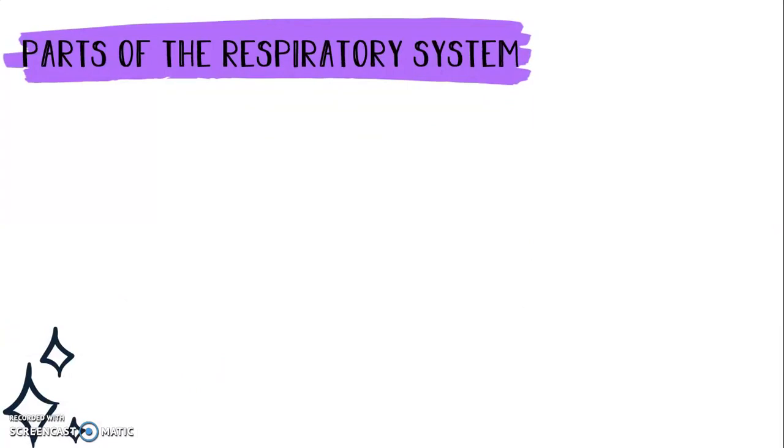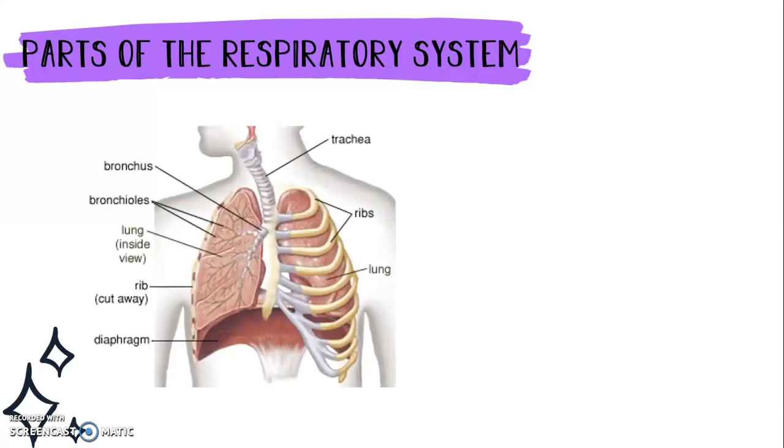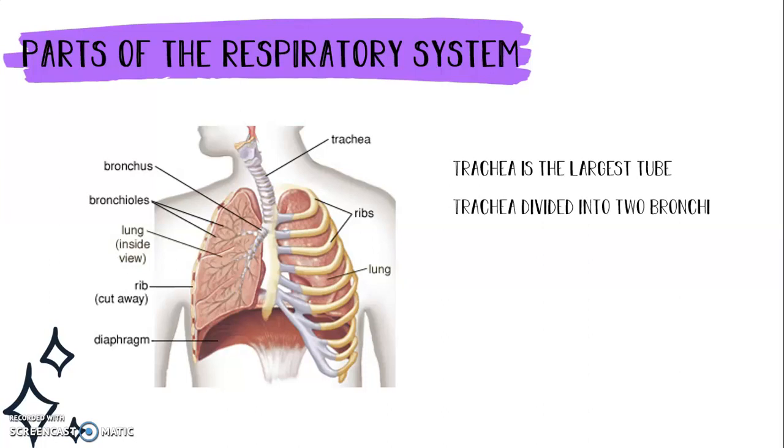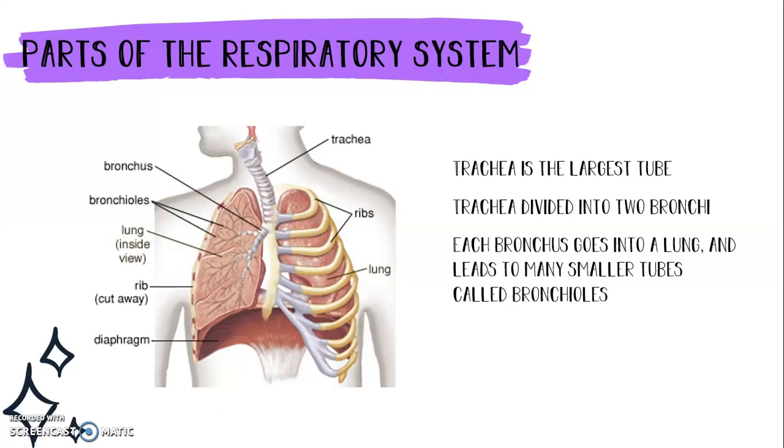Parts of the respiratory system. This is the picture. Your respiratory system moves air in and out of your lungs through a series of tubes. The largest tube is the trachea. The trachea divides into two bronchi. Each bronchus goes into a lung and leads to many small tubes called bronchioles.